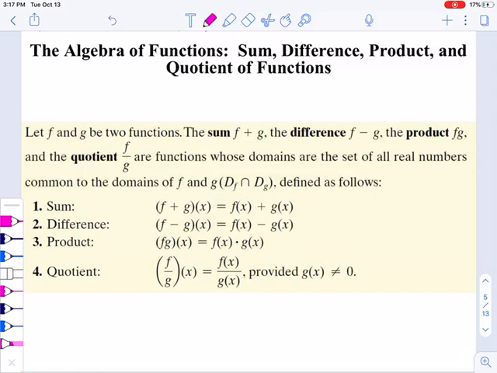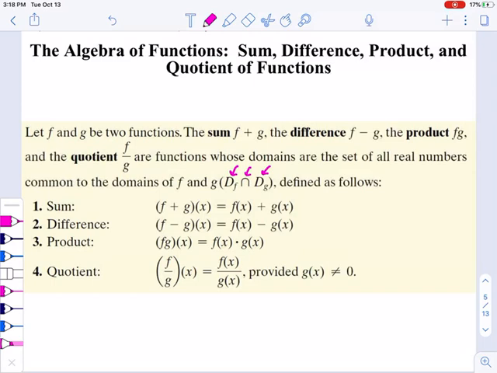The sum f plus g, the difference f minus g, the product f times g, and the quotient f divided by g are the functions whose domains are the set of all real numbers common to the domains of f and g. Now they have this really funny looking notation. It has the domain of f with the intersection of the domain of g. That's what that means, right? Remember that ∩, it kind of looks like an upside down U. That's an intersection versus the ∪, which was a union.